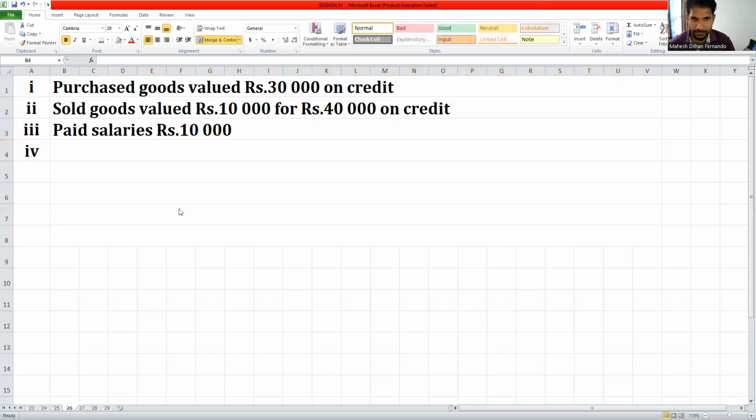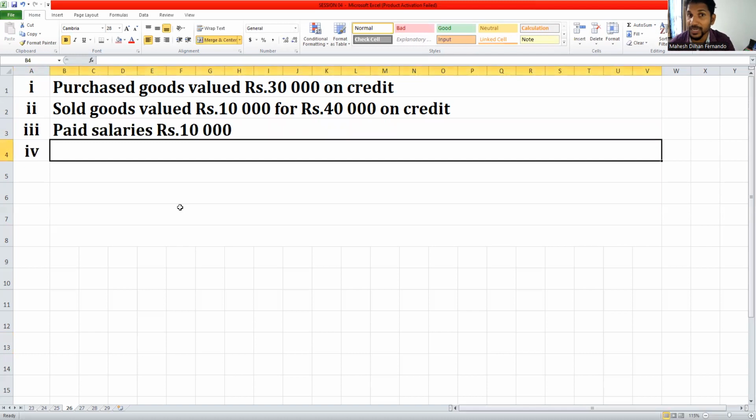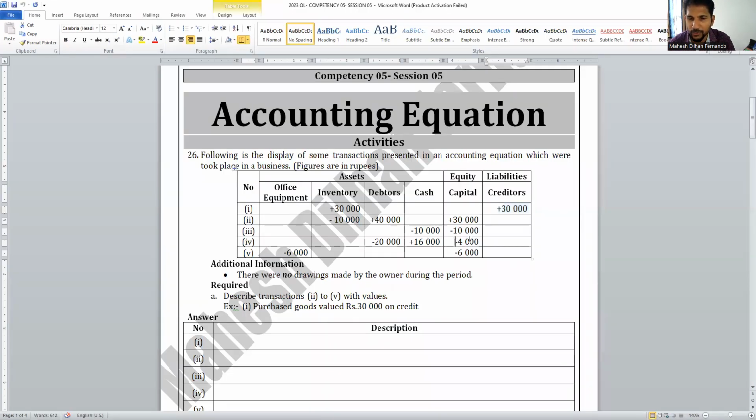Number 4. Debtors minus 20, cash plus 16, capital minus 4. Highlight this, because it's the first time that we got the adjustment. Normally we get this after grade 11. Remove that 4,000 and here just write plus 20,000. That is enough.